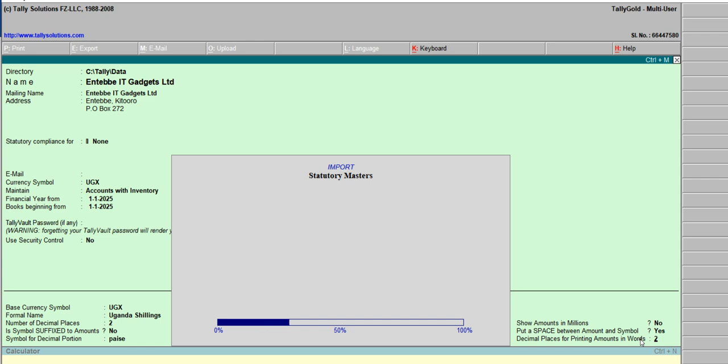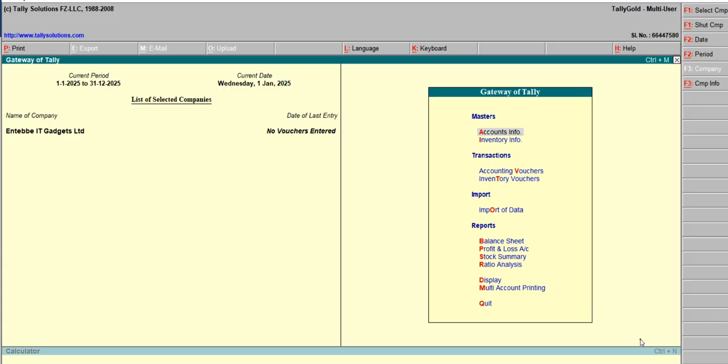So our company is being created. So there we are. Our company has been created. Now what next? I want to show you how to enter the inventory information, or you can call them the stock items.